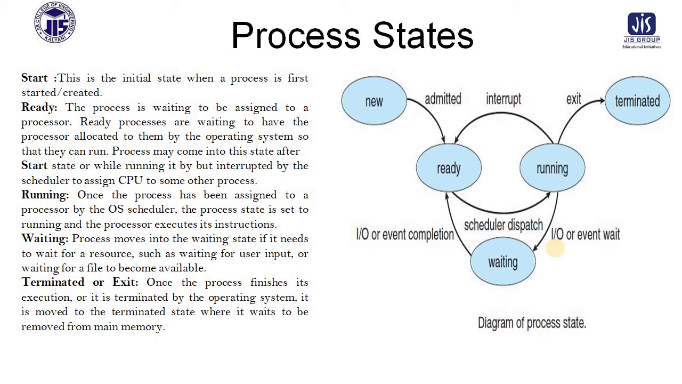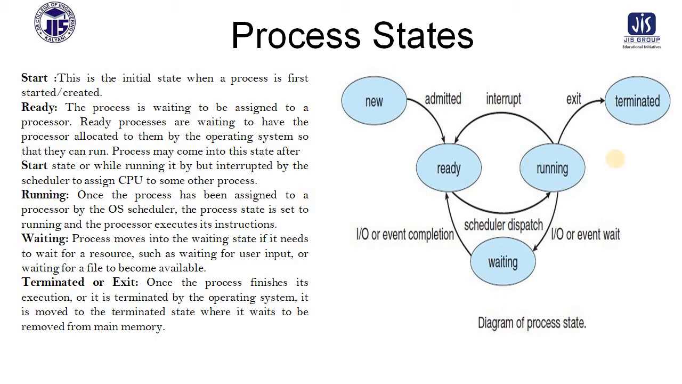Assume a process is executing but some IO related operation must be performed, for example you need to take a print from a printing device. Then this process will go to the waiting state while you are taking the printout. After that, there is the IO event completion. After IO event completion, it will again go into the ready queue. From the ready queue, the scheduler dispatch will occur and it will again go to the running state.